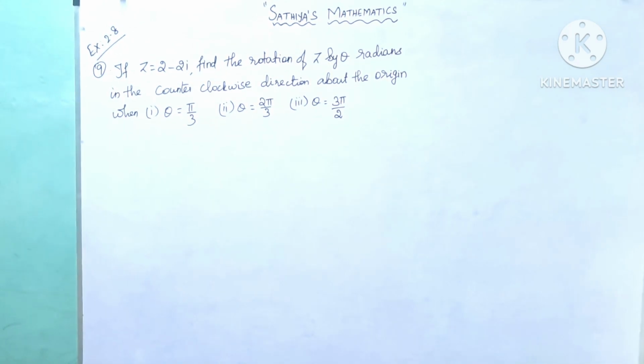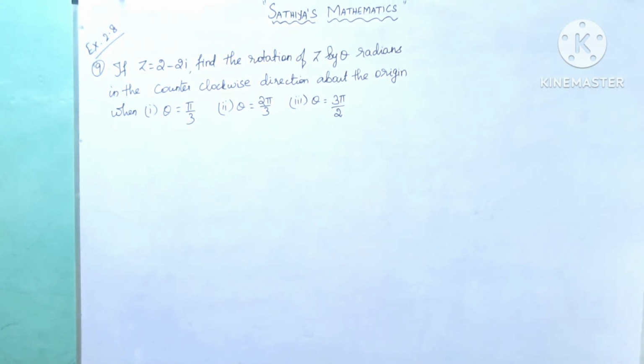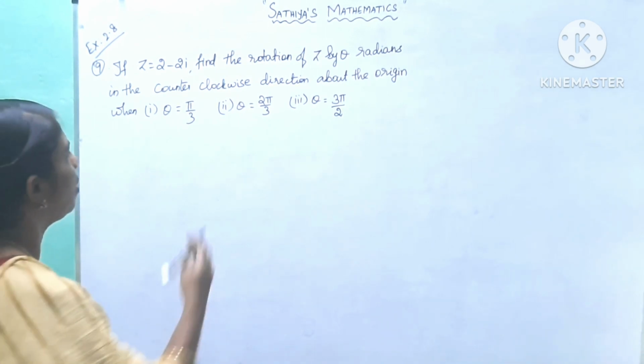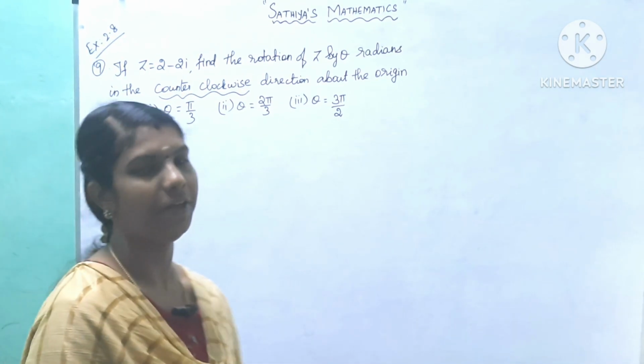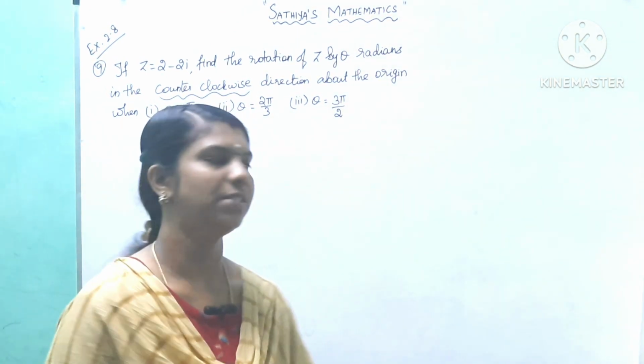In this video, we will talk about exercise 2.8, sum number 9. If z is equal to 2 minus 2i, find the rotation of z by theta radians in the counterclockwise direction about the origin. So, what is given is the counterclockwise direction. What is meant by counterclockwise direction? That is nothing but anticlockwise direction.